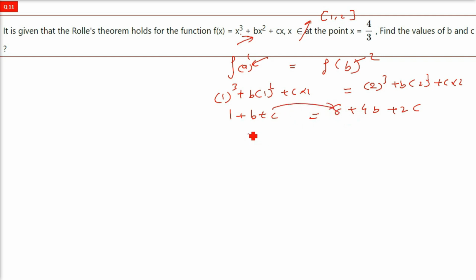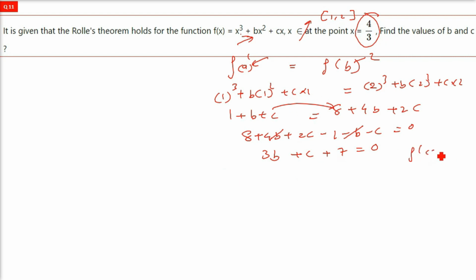If you take everything on one side, you'll get 8 plus 4b plus 2c minus 1 minus b minus c. That comes down to 3b plus c plus 7, that is, 3b plus c plus 7 equals 0. Now f dash c at 4 by 3 is 0. So in Rolle's theorem, we put f dash x equals 0, and wherever this x brings it to 0, that x we start calling c.